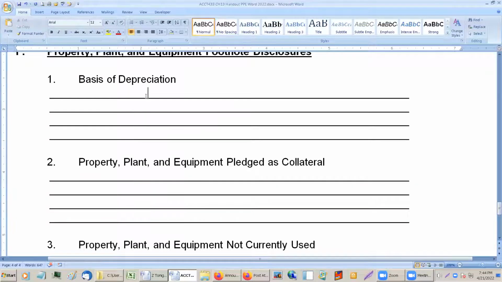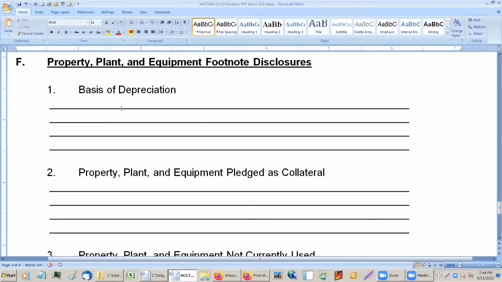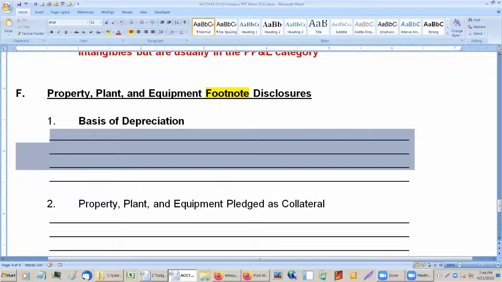Okay, basic depreciation, we kind of talked about that. Oh, these are footnotes, I'm sorry. Yeah, in the footnotes, you'd have to have the basis for depreciation. We already kind of talked about that a little bit. Here, the method of depreciation must be explained.